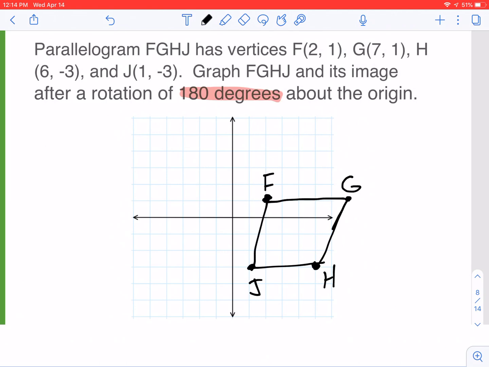Each box is going to represent 90 degrees. For example, if I want to rotate point F, I'm going to highlight point F. Then if I rotate counterclockwise, 90 would be here, 180 would be here, and 270 would be here.